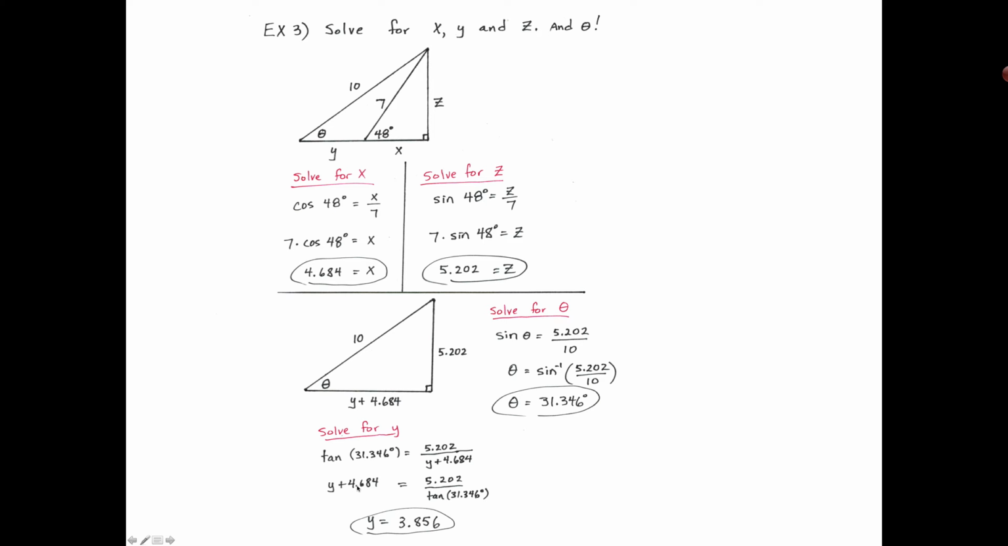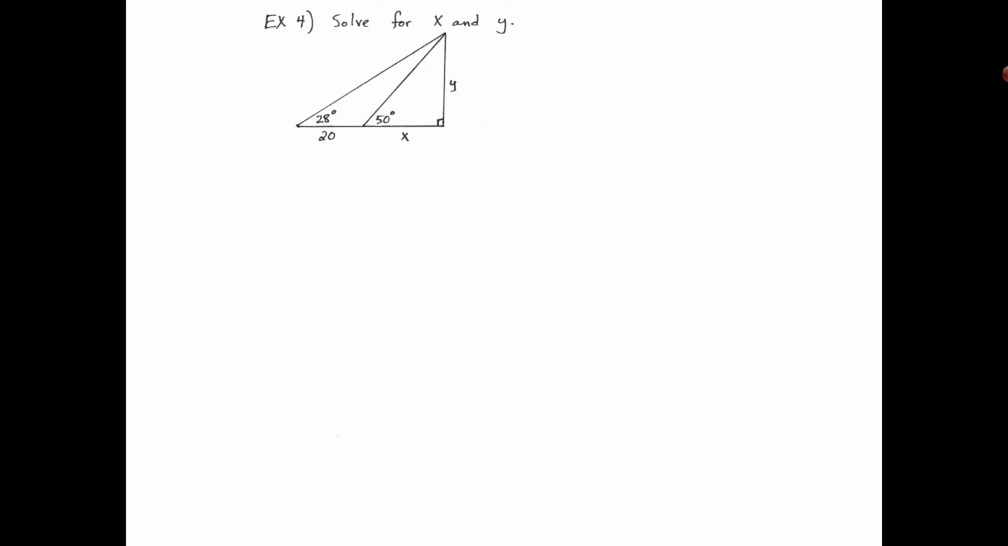Then cross multiply, or multiply by y plus 4.684 to get it over here, divide by tangent, then rely on a calculator to figure out this last decimal part. And there we have it. Look at that. 4 problems in 1. Beautiful. And now for the last example.